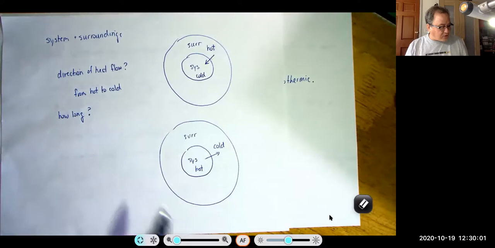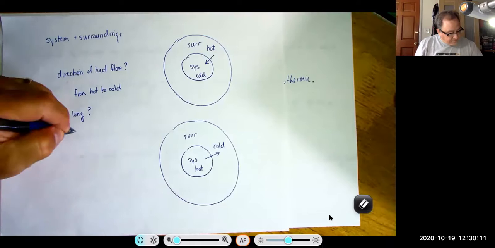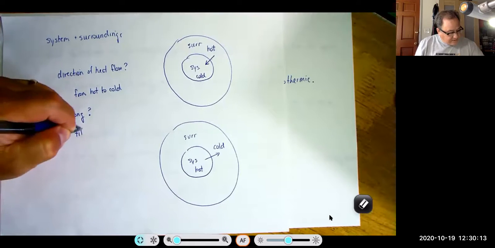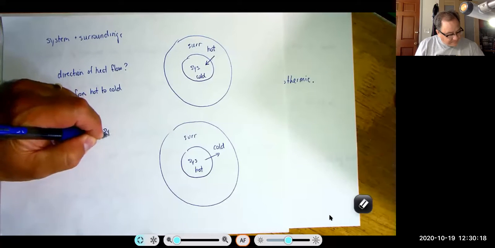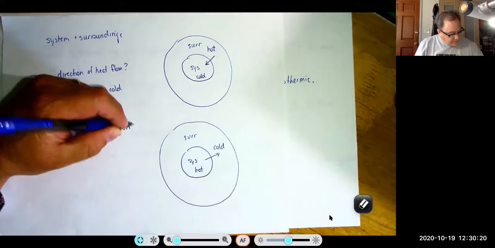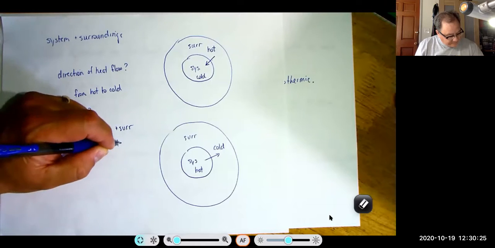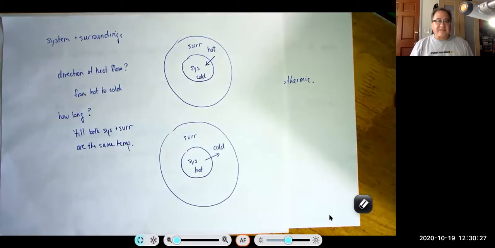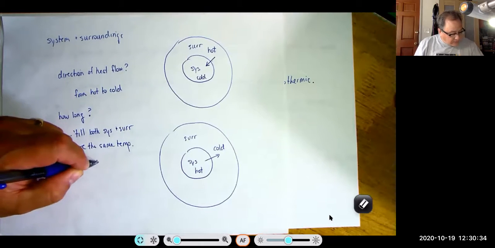So when we say that the direction of heat flow is from hot to cold and we ask for how long, the how long is not a matter of time, it's a matter of what happens. So how long? Till both the system and the surroundings are the same temp. That's for how long. And we have a special name for that. It's called thermal equilibrium.